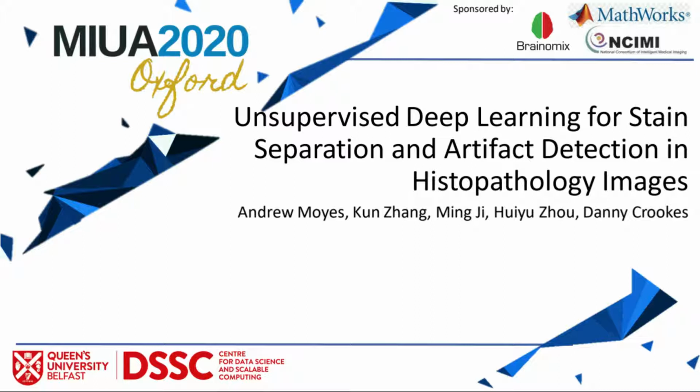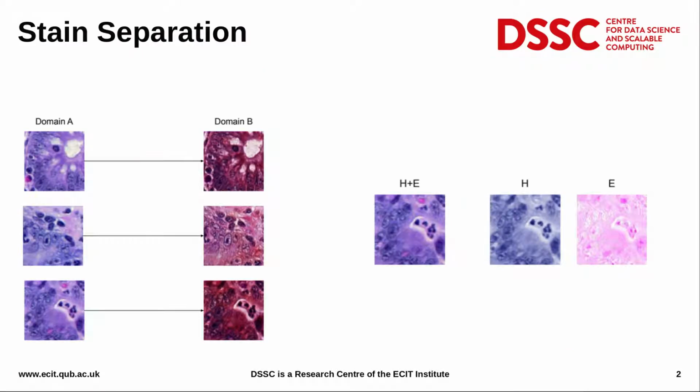I've been working on unsupervised deep learning for stain separation and artifact detection in histopathology images. Stain separation is a pre-processing technique which is commonly used in histopathology image analysis pipelines. Stain separation can enable stain color normalization between domains.